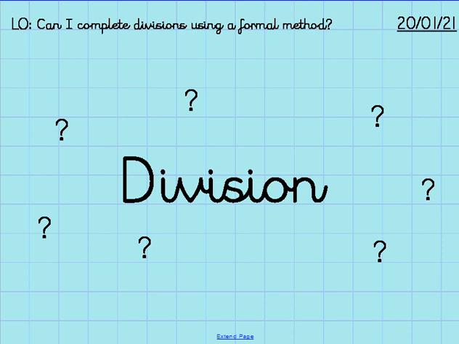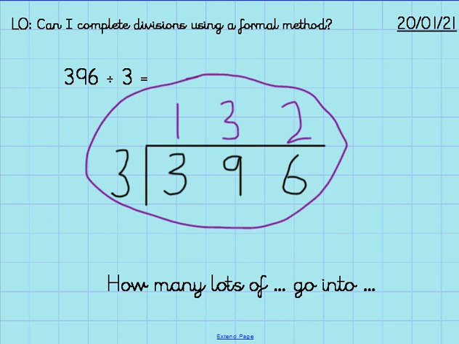Okay, and then we had a look at a bus stop method. So we said that when we're doing a bus stop, the number that is being divided, the bit that's being shared, goes under the bus stop, and the number that is the divisor, the amount of groups that we're putting it into, goes outside the bus stop.